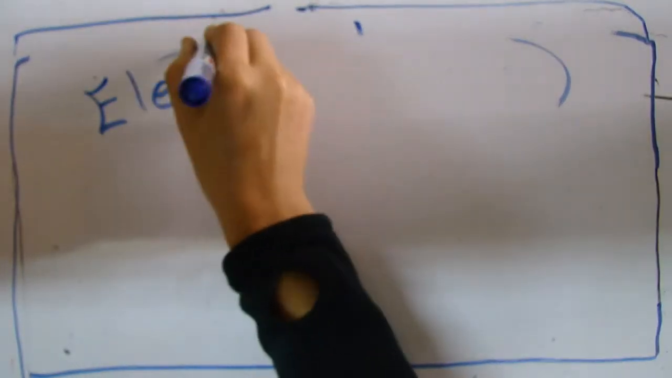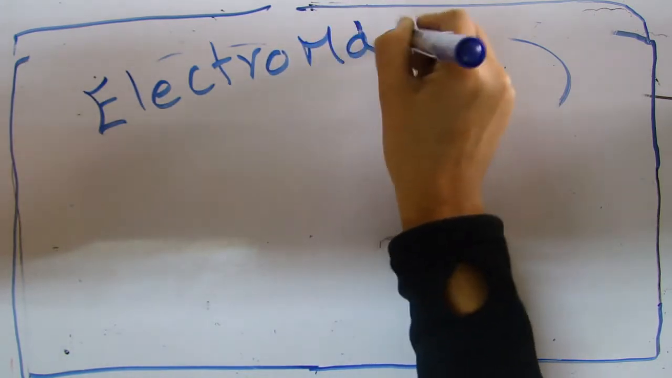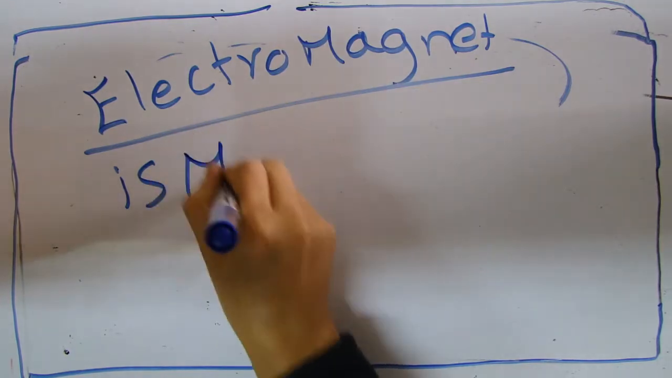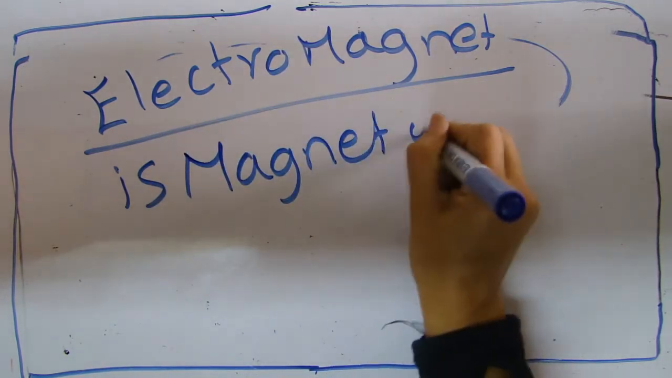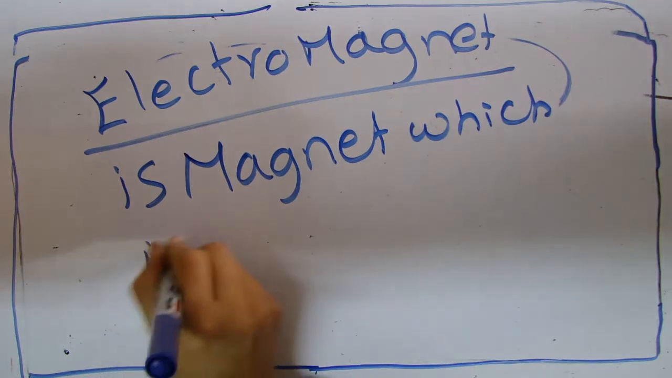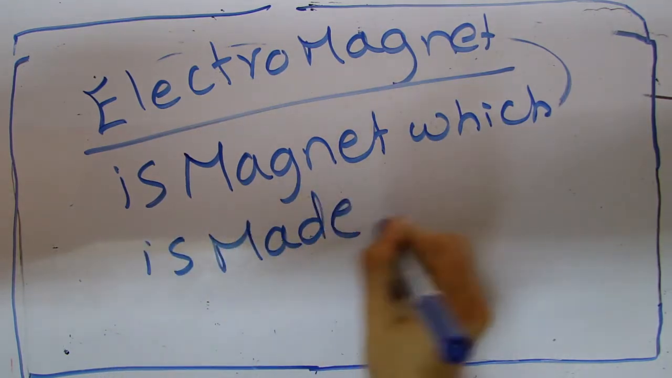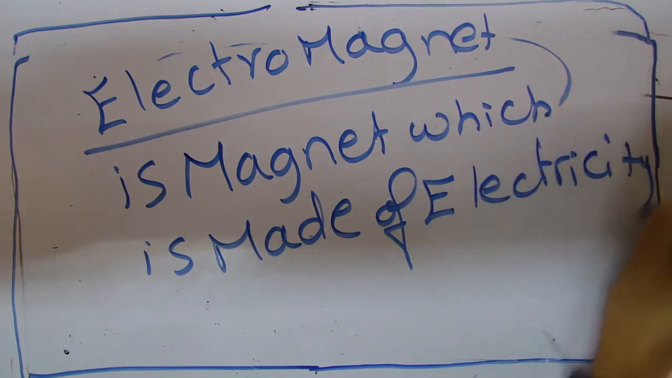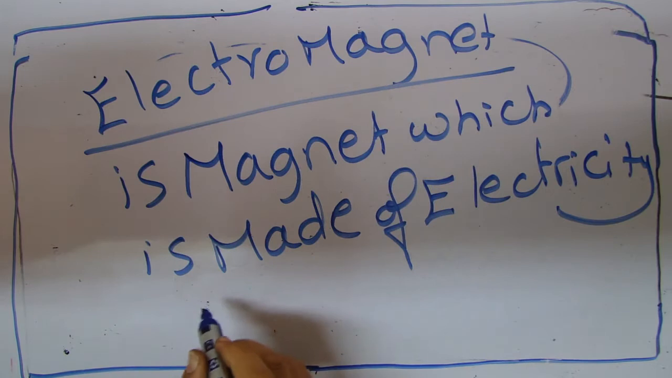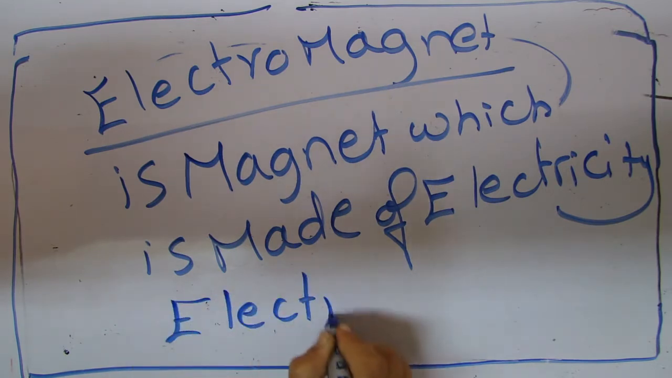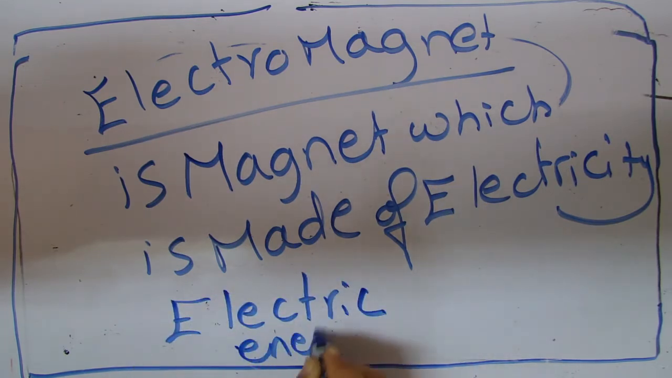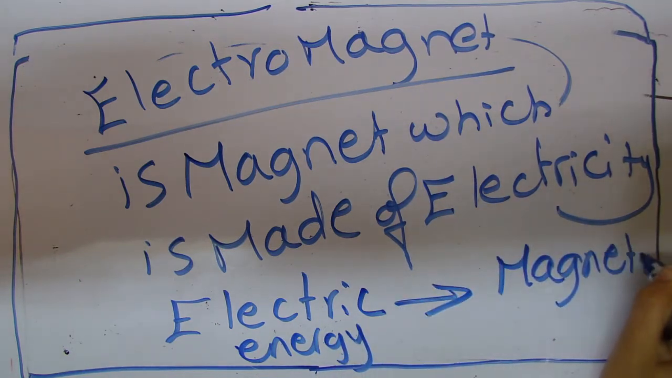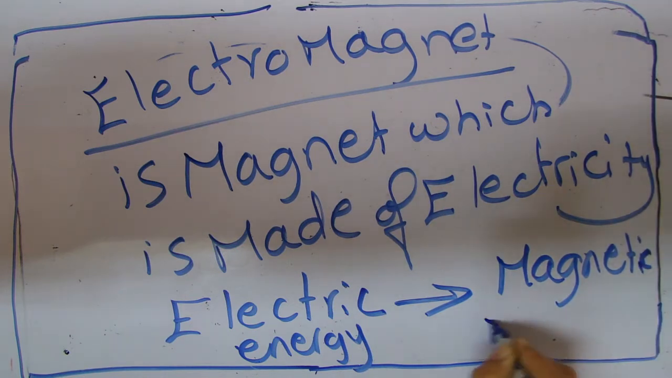Electromagnet is a magnet which is made of electricity. So as I said before, the electric energy changes to magnetic energy.